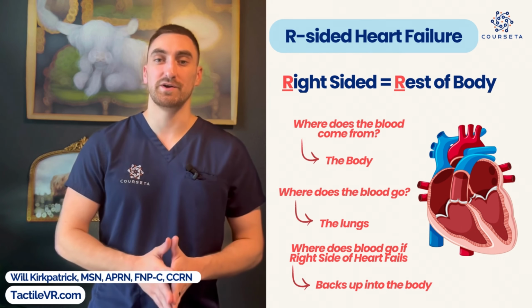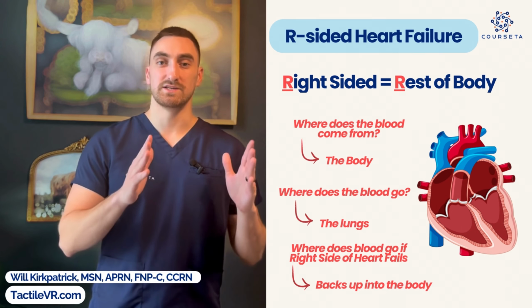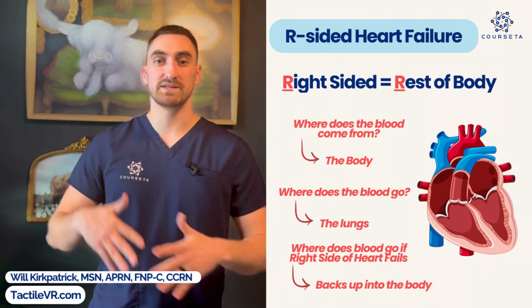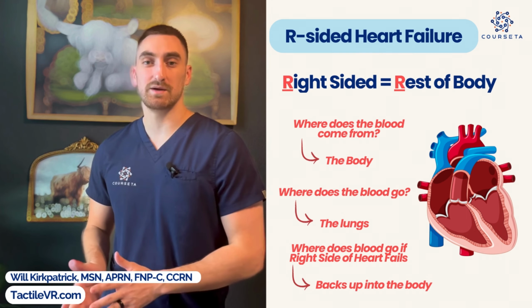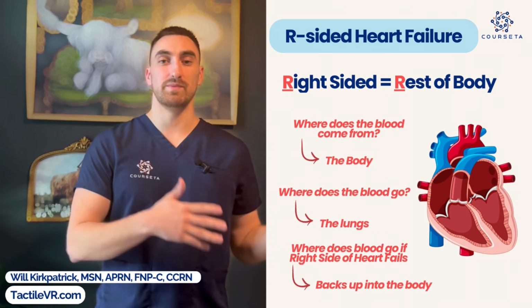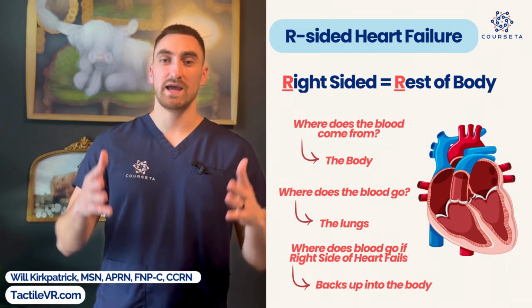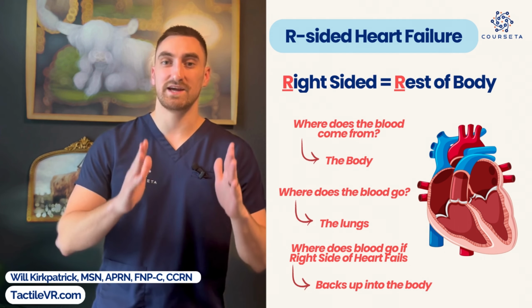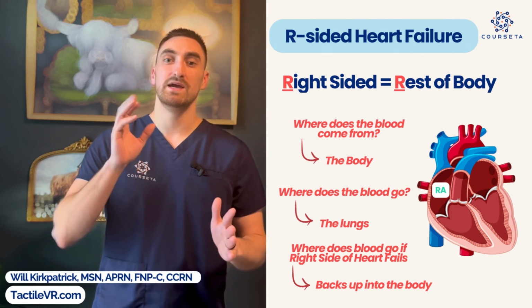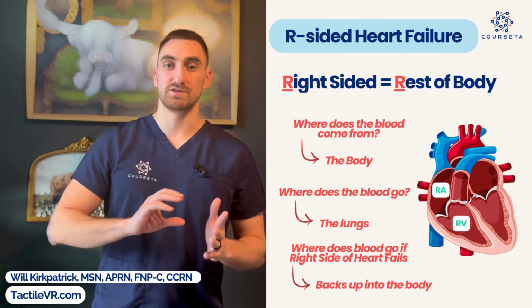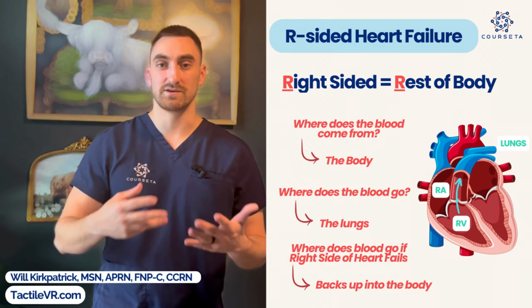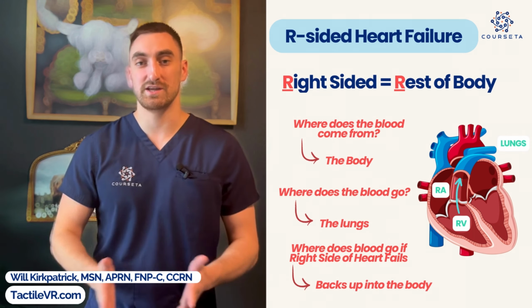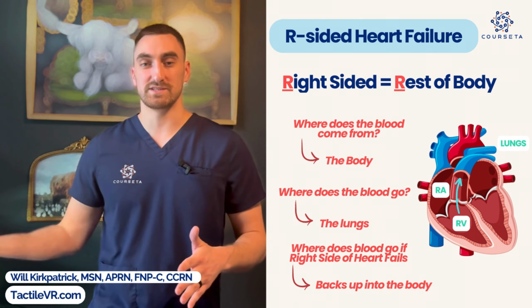With right-sided heart failure, I want you guys to remember this. It starts with an R because it means the rest of the body. The rest of the body meaning the blood backs up from the heart to the body. So let's explain that. So we have right-sided heart failure, the right side of the heart, right? So we have our right atrium and our right ventricle that goes to what? That deoxygenated blood goes to the lungs, so that way the lungs can go ahead and infuse oxygen into the blood to then go out to the rest of the body.